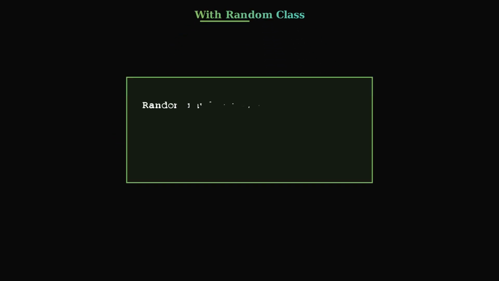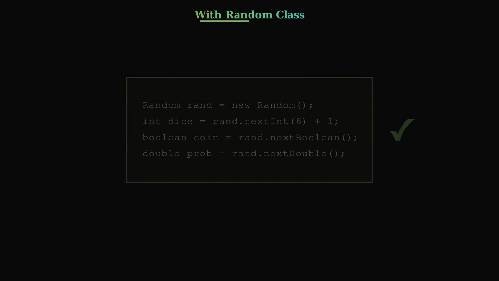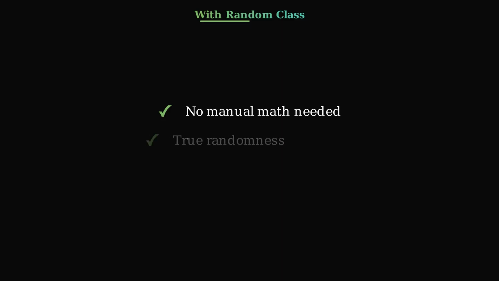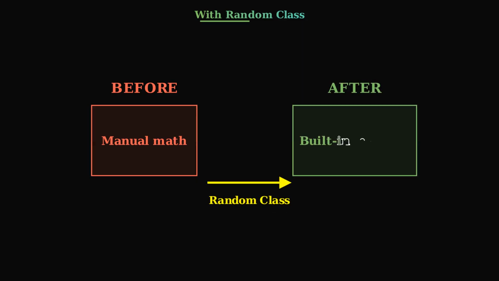Here comes the solution, random class. Look how clean the code is now. No manual math needed. True randomness. Multiple data types. Compare the difference. And that is why we use random class.